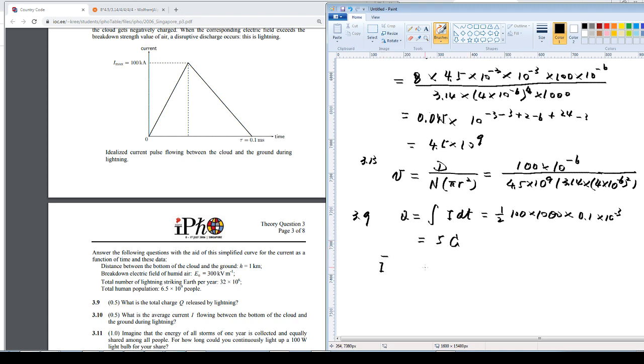And the average current is by definition the integral of the current over the integral of time. But in this case, it's simply Q over tau. That's the definition of average. So that's 50,000 ampere.